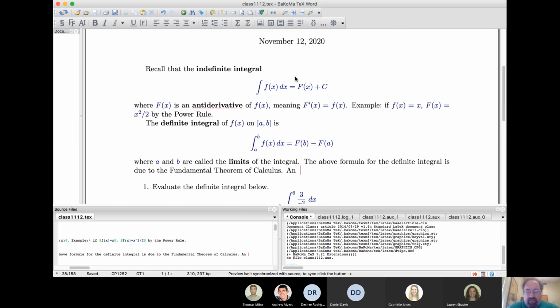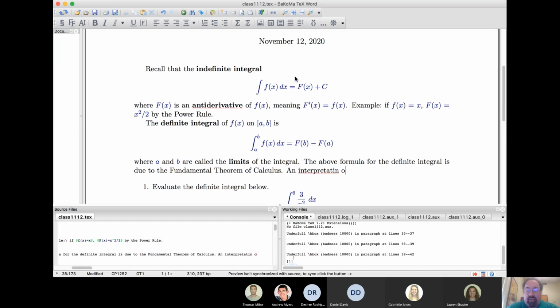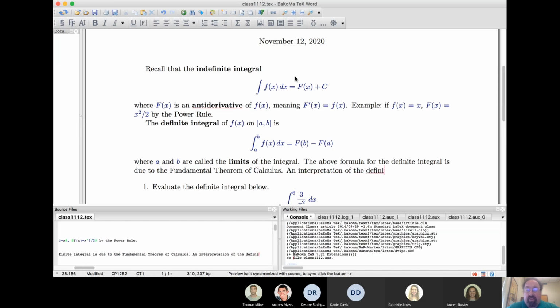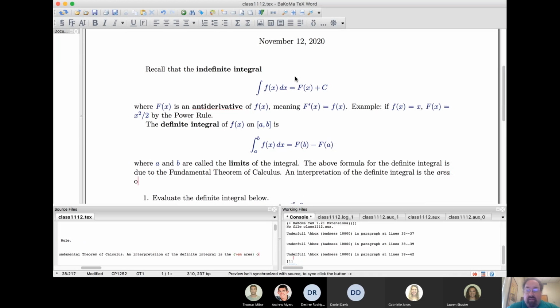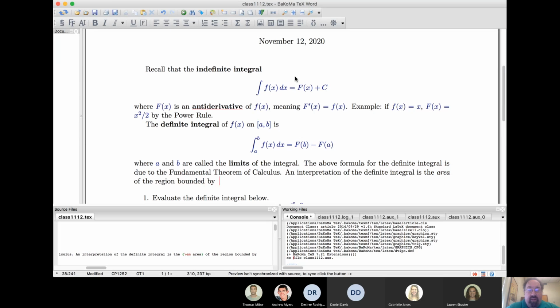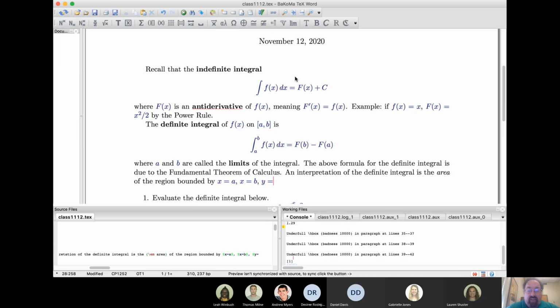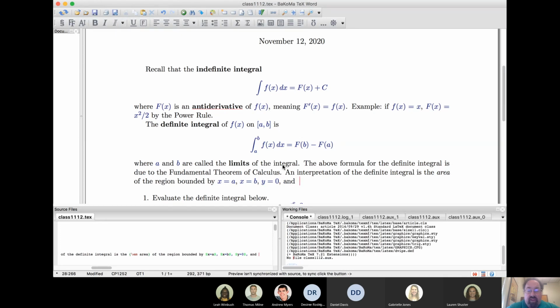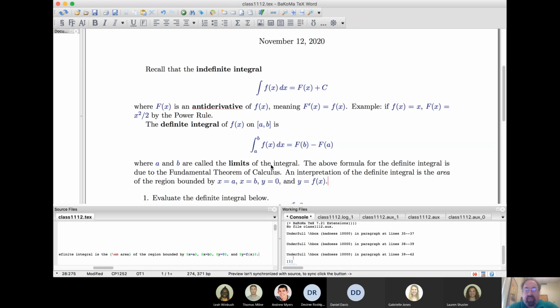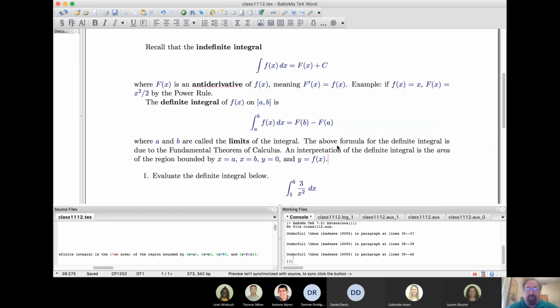But the best known one is this interpretation of the definite integral: it is the area of a region bounded by two vertical lines, x equals a, x equals b, the x-axis, which is y equals 0, and the graph of f of x. So if you can imagine a region bounded on the left and right by x equals a, x equals b, on the bottom by y equals 0, and on the top by y equals f of x, this integral gives you the area of that region.